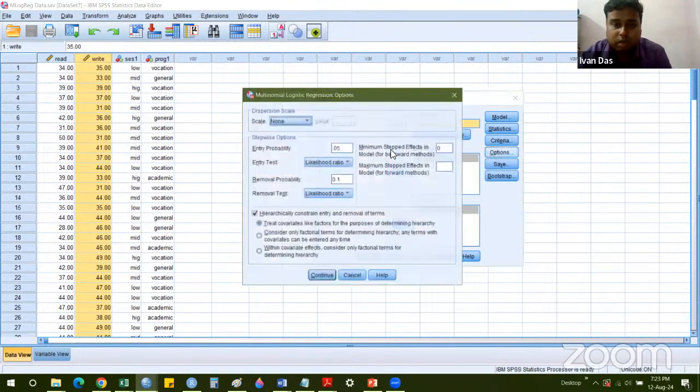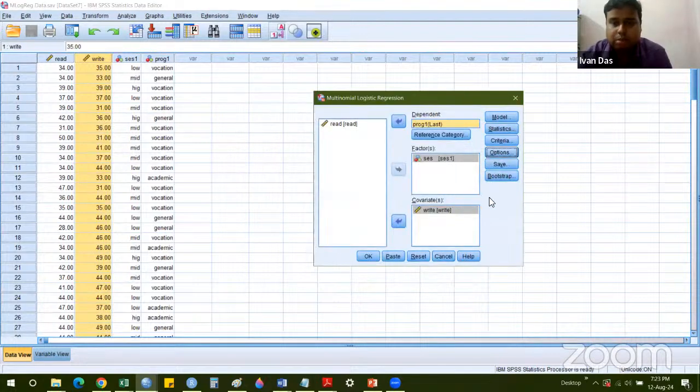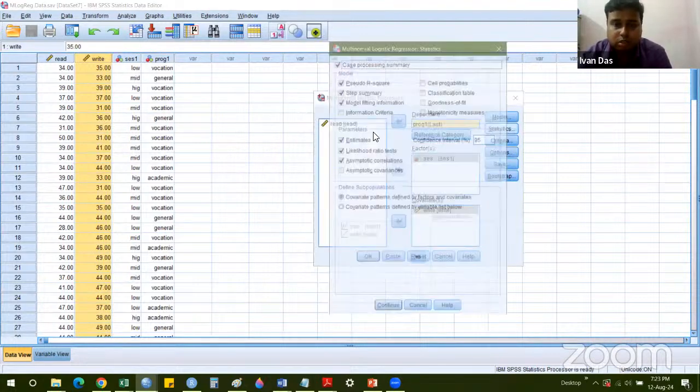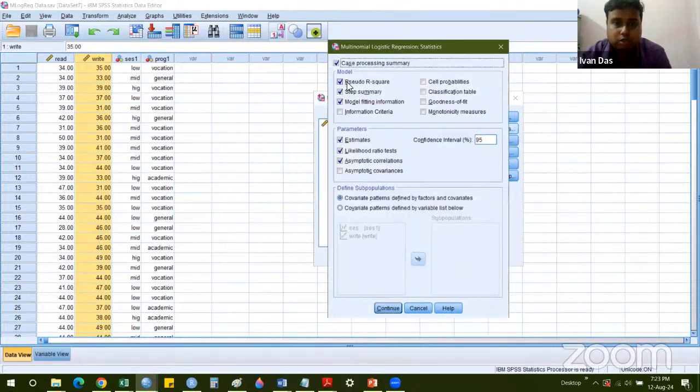Criteria and all, it is not required. Options also not required as of now. Save and bootstrap also not required as of now. So the main thing is make sure you have the ticks over here: Pseudo R square, step summary, model fitting information, estimate, likelihood ratio test, asymptotic correlation.